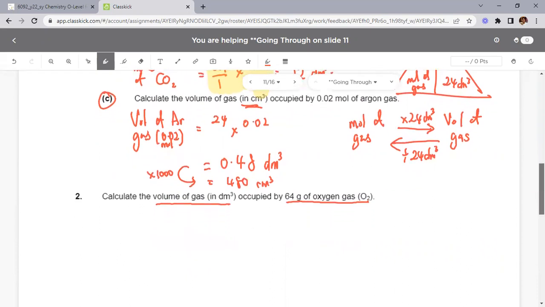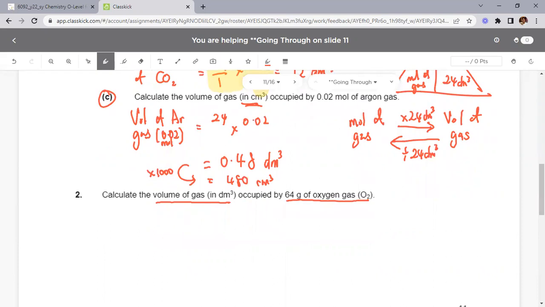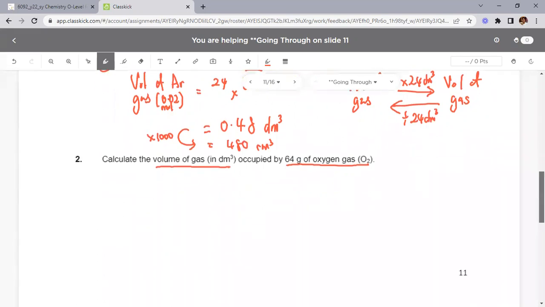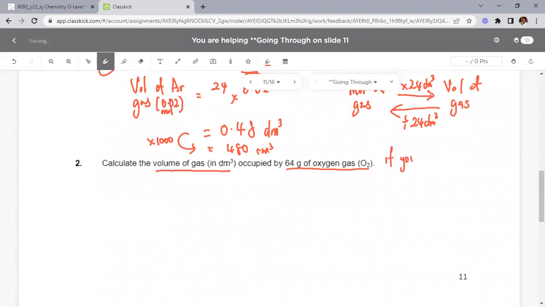If you look through whatever we've gone through so far, as long as I know the mole of a substance, I can convert it to every single other thing. So take note, I want to say this: if you can find the mole, you can convert to other quantities. What are my quantities? Could be mass, could be volume, could be number of particles. So if you can find the mole, you convert to other quantities.